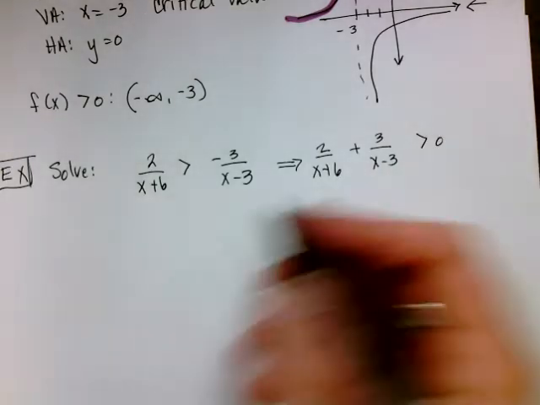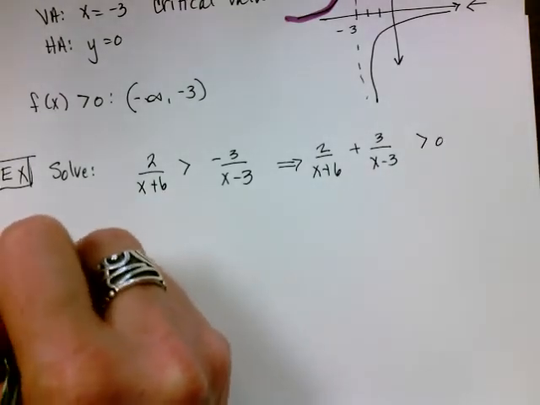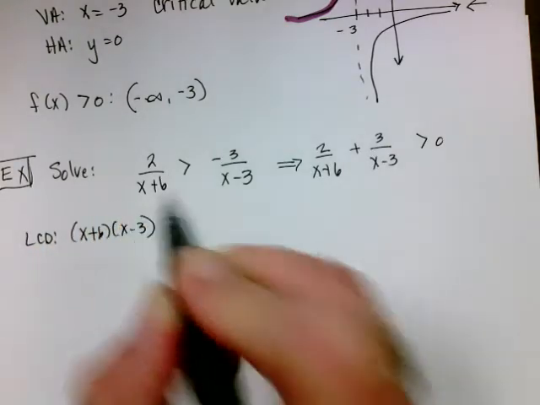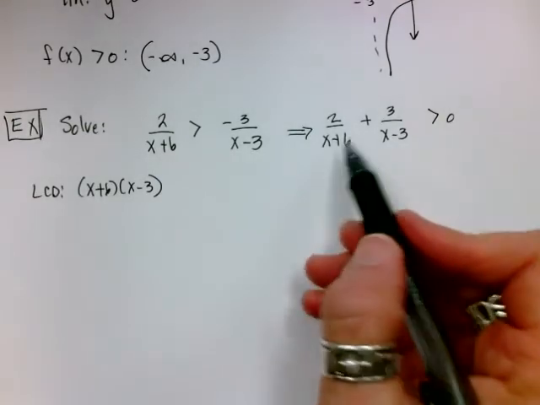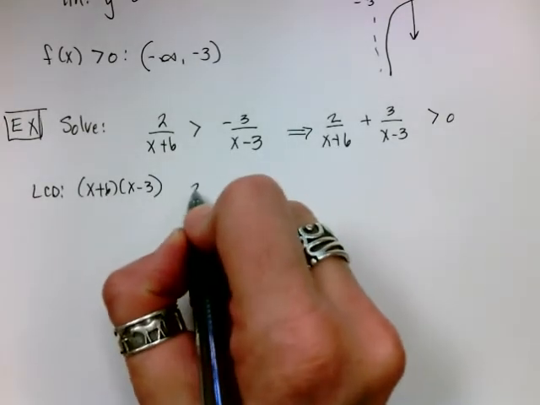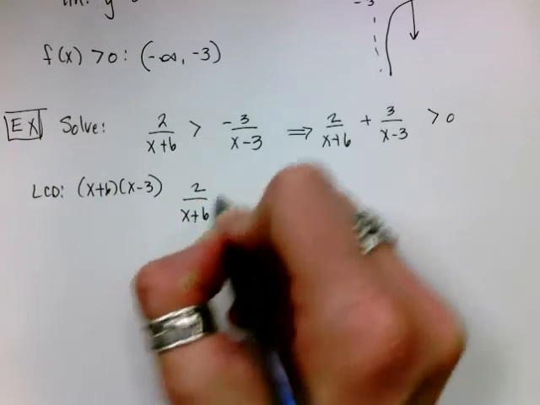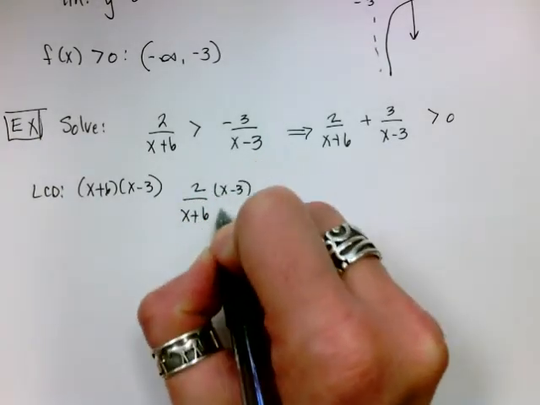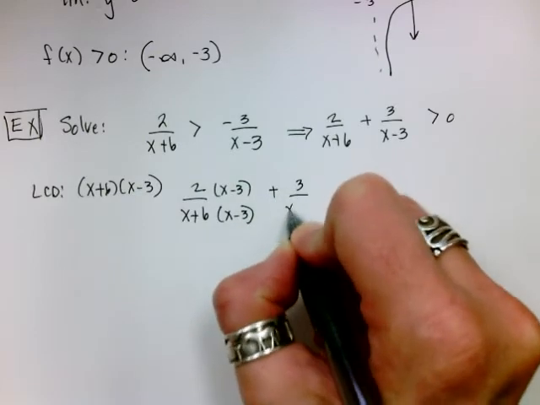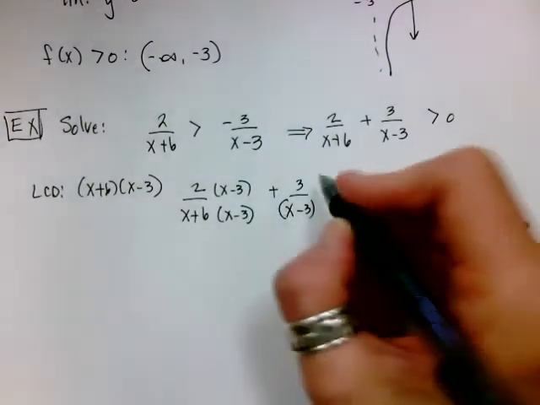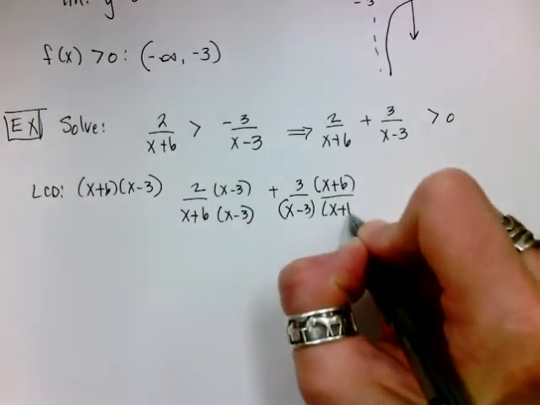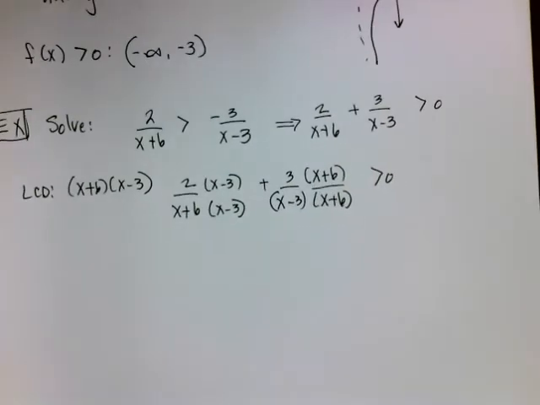So this time my LCD is going to be x plus 6 and x minus 3. Okay? So my first fraction has the x plus 6, so I multiply by the x minus 3. So I'm going to have 2 over x plus 6 multiplied by x minus 3 over x minus 3. The second fraction has the x minus 3, so I'm going to multiply by x plus 6 over x plus 6, and that's going to be greater than 0.